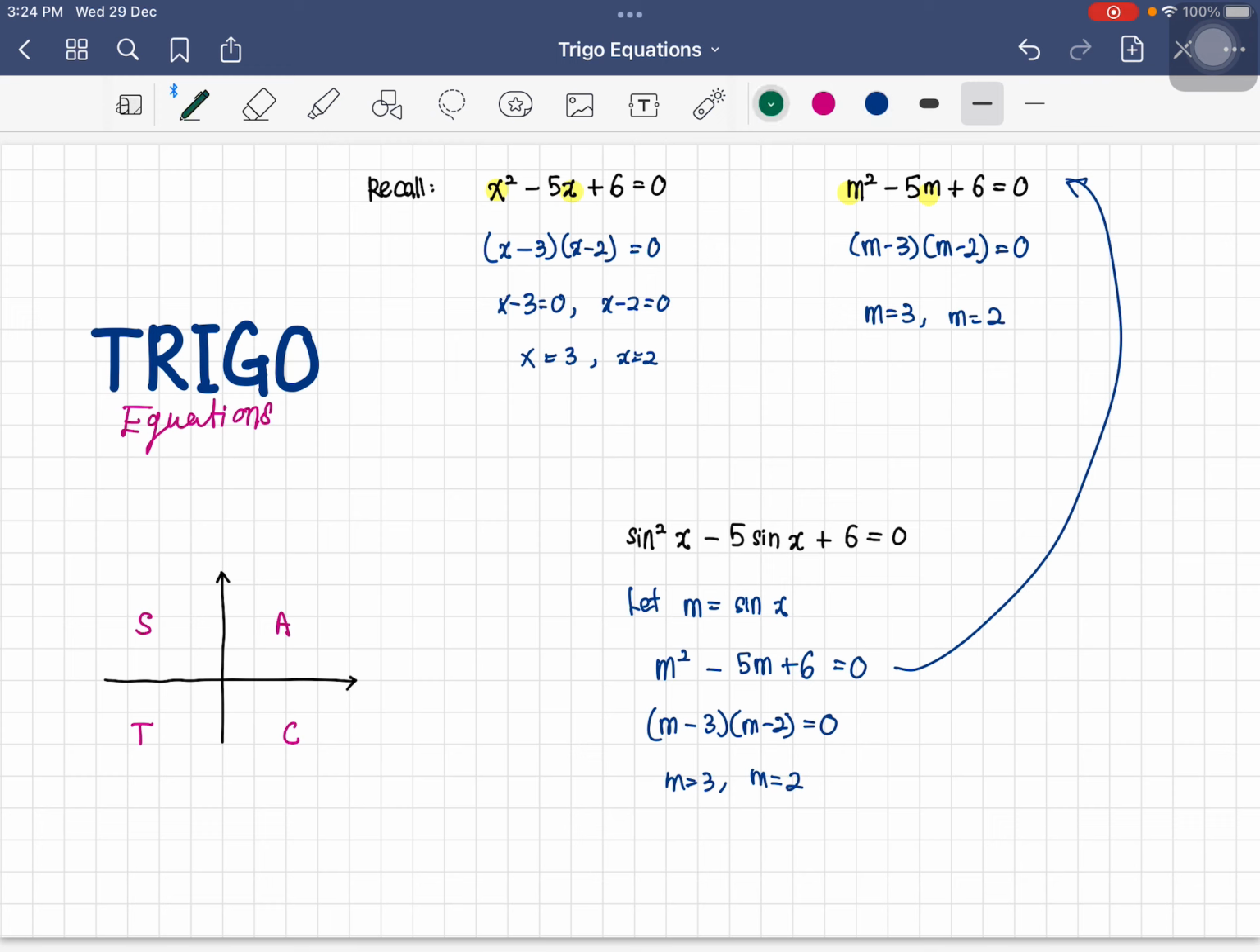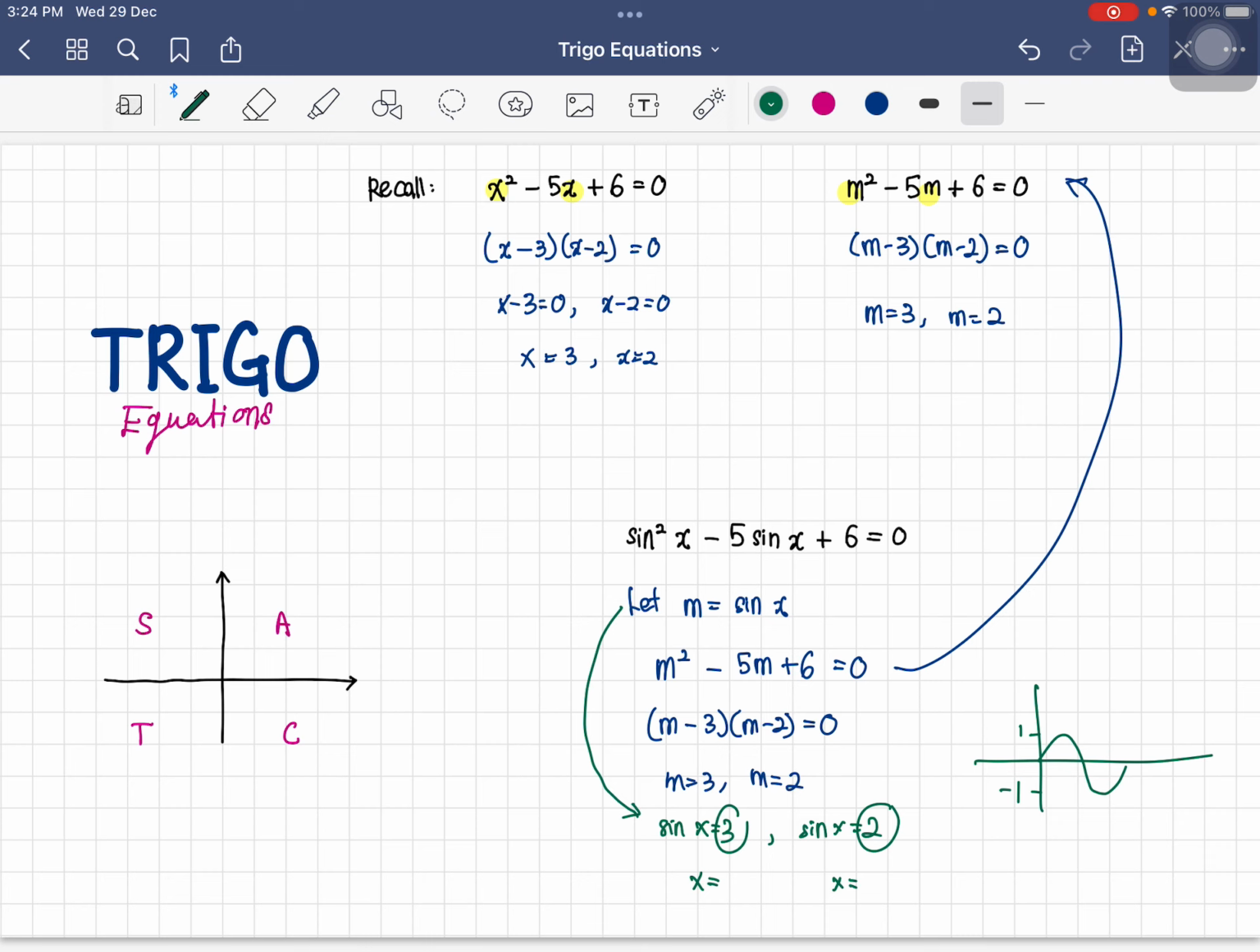And then we have to change back m to sine of x. So in this case, sine of x equal to 3, and sine of x equal to 2. And then we have to solve for the value of x. In this case, x is undefined, because for sine of x, the highest value is 1 and the smallest value is -1. We can't solve for 3 and 2, so we don't have a solution. This is just an example to illustrate how trigonometric equations are very much related to quadratic equations.